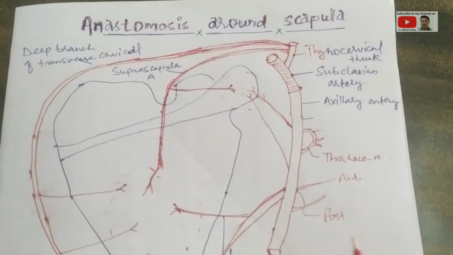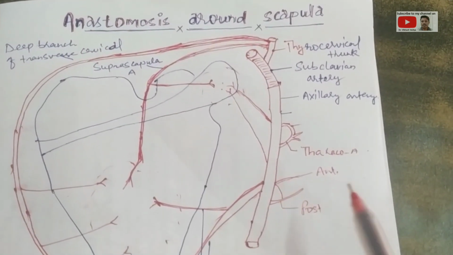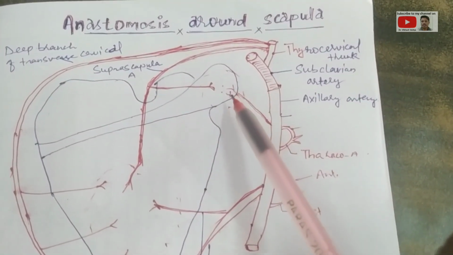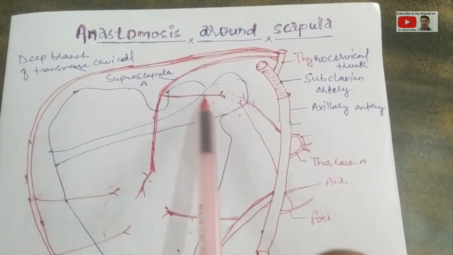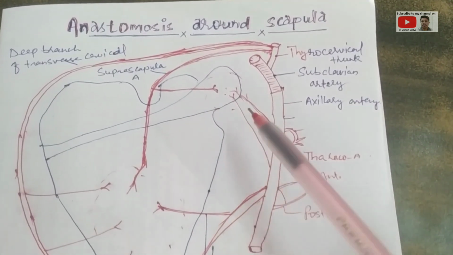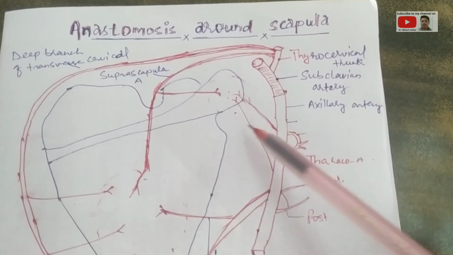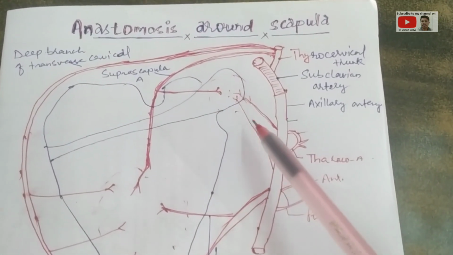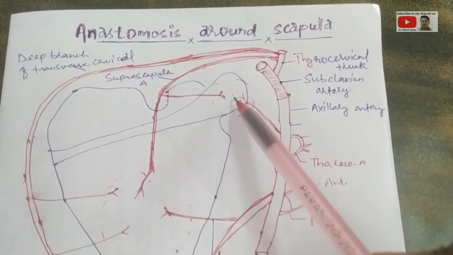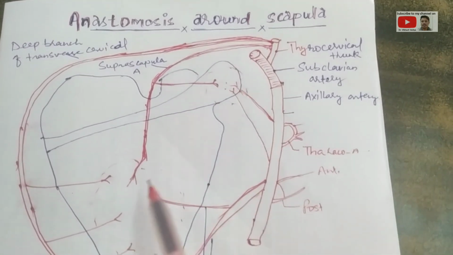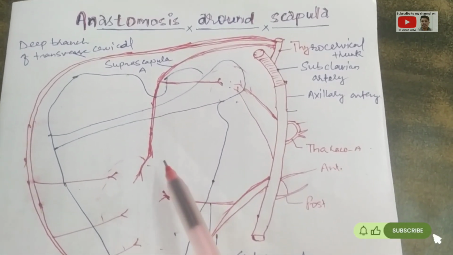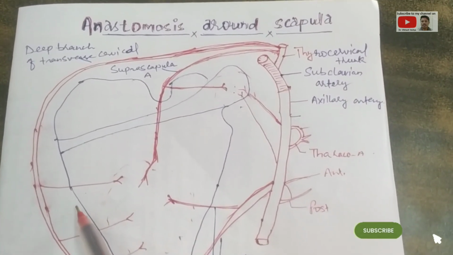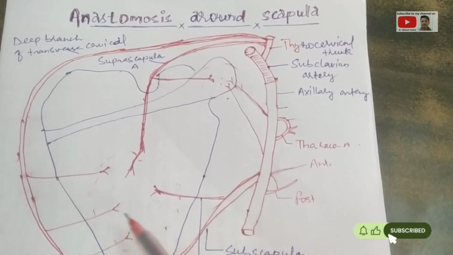So this is about the arterial anastomosis around the scapula. Over the acromion process, we have an anastomosis of the acromion branch of the thoracoacromial artery, the acromion branch of the suprascapular artery, and the acromion branch of the posterior circumflex humeral artery. And over the body we have the anastomosis of three branches: the suprascapular artery, the circumflex scapular artery, and the deep branch of the transverse cervical artery. Thank you.